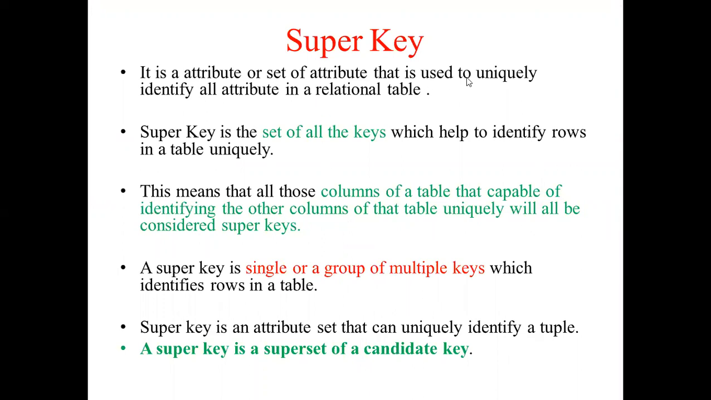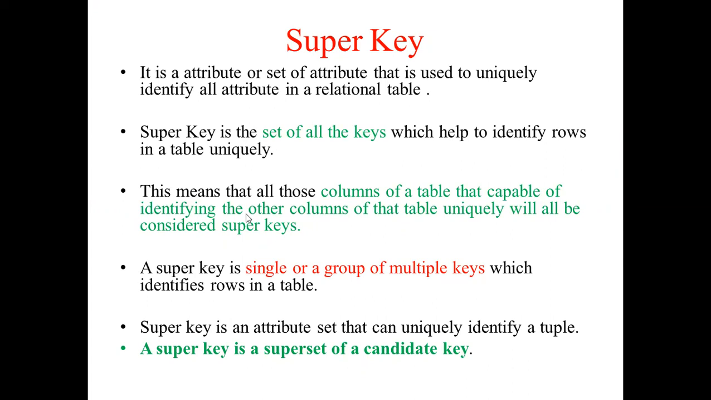is used to uniquely identify all the attributes in a relational table. Here, I have just mentioned the different forms of a definition. All are correct. You can choose any one as per your convenience. Another definition says that a super key is a set of all the keys which help to uniquely identify the rows. It means that all those columns of a table that are capable of identifying the other columns of that table uniquely will all be considered as a super key.